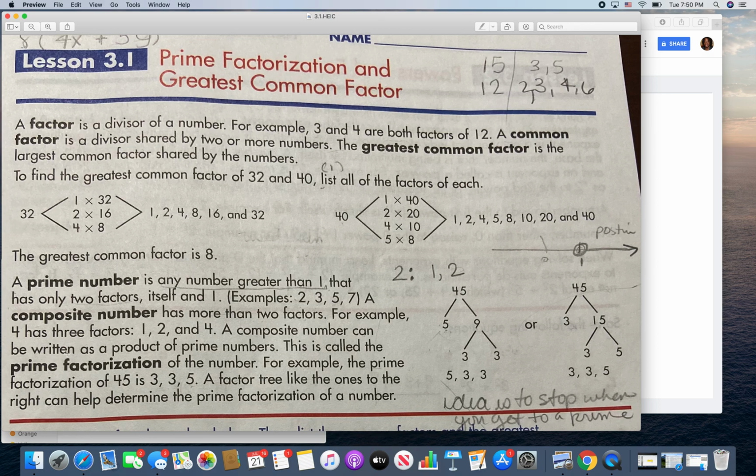A composite number can be written as a product of prime numbers. So 4 you could write as 2 times 2. Yeah, that's the only way you could write it. Prime factorization is the idea of taking this number 45. You break it into 5 times 9. 9 goes into 3 and 3. 5, 3, and 3 are prime numbers. So if you build this tree, the last step is to have prime numbers. So that's the idea.